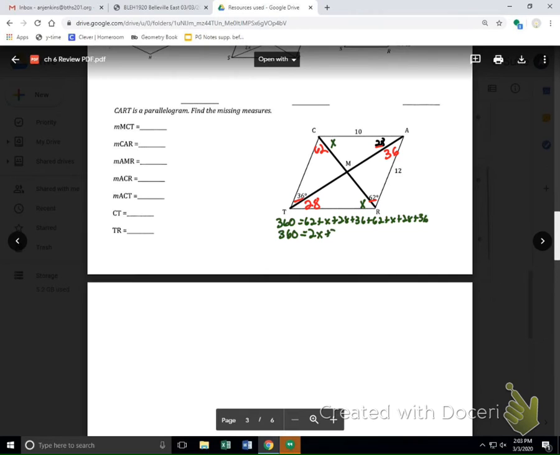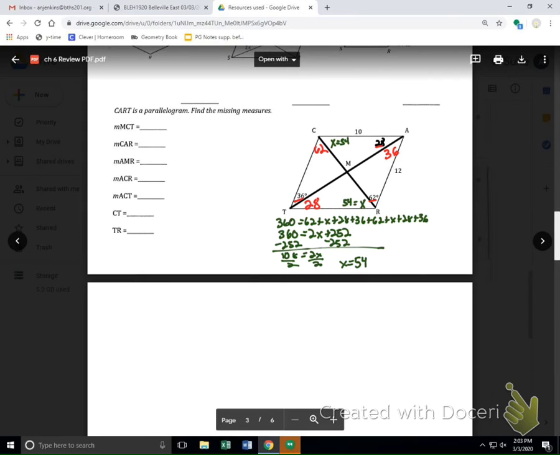The constants add up to 252. Okay, subtract 252 from both sides. That's 108 equals 2x. Divide by 2. x equals 54. So that means we know this value here is 54, and we know this value here is 54.